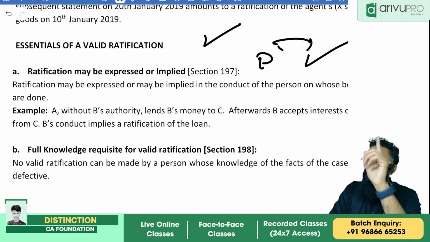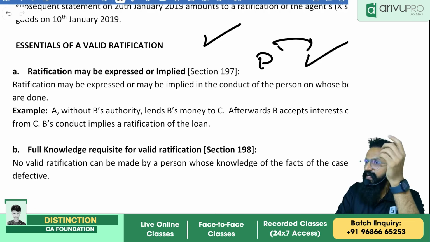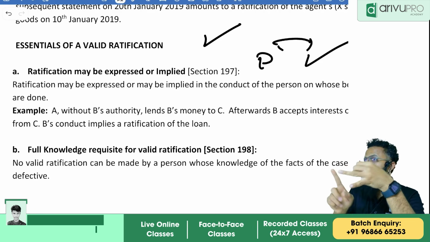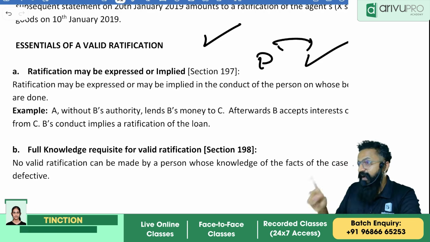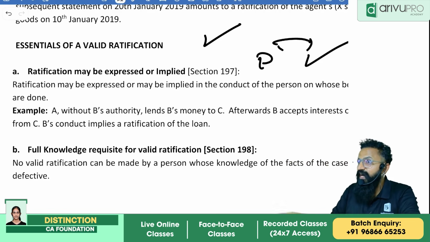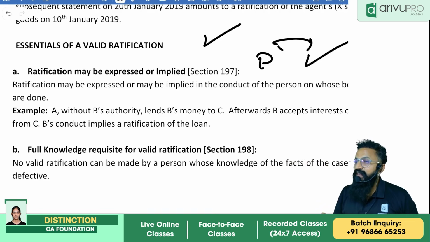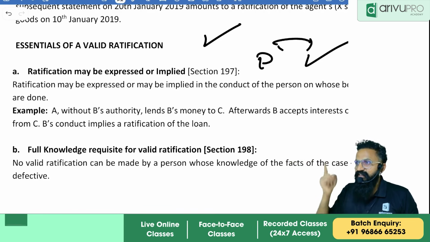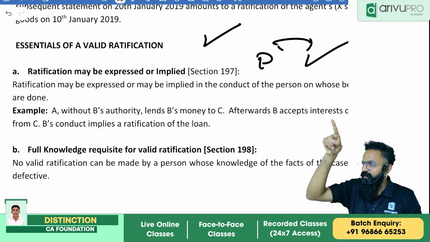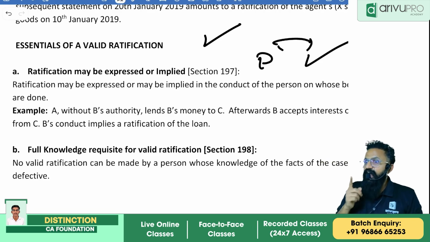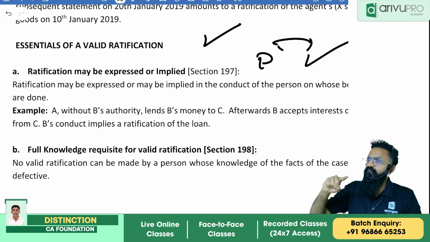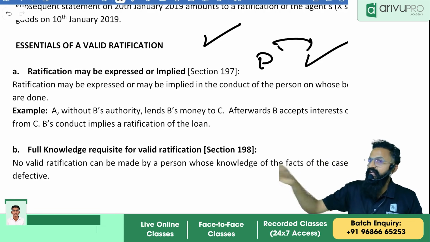For ratification, certain things are to be satisfied. It must be express or implied. Full disclosure is required for ratification. And it has to be a whole ratification. You can never do a ratification in part. And you can never ratify an illegal act. And remember, whatever causes injury to a third person cannot be ratified.